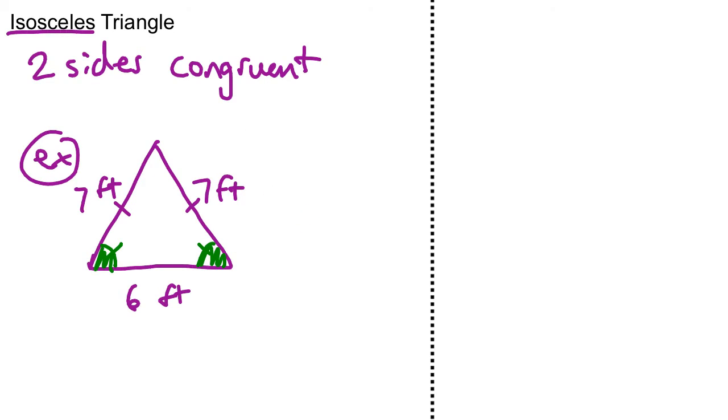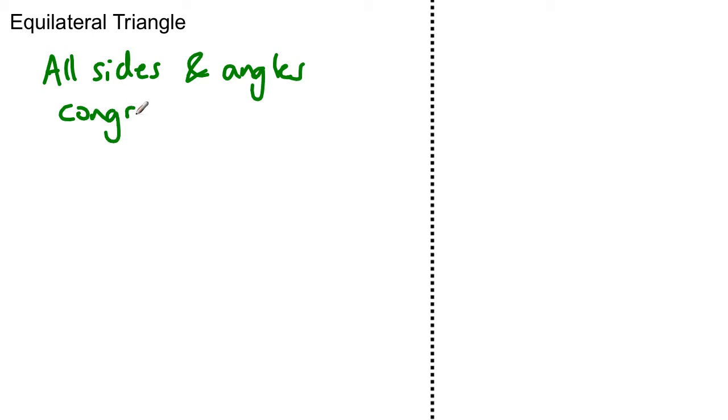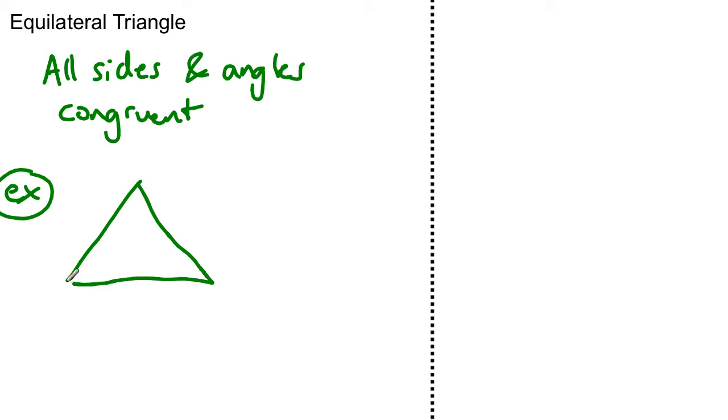Okay. Lastly is an equilateral triangle. An equilateral triangle is all sides and angles congruent. Okay, so as an example here, you know, all the angles are going to be 60. So 60, 60, and 60. And then let's say maybe this is 7 feet, 7 feet, and 7 feet.